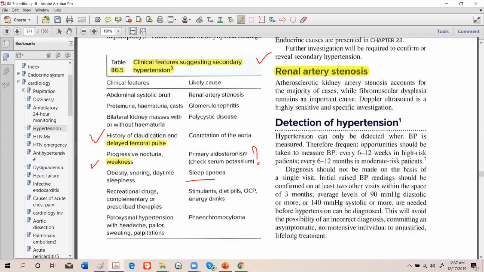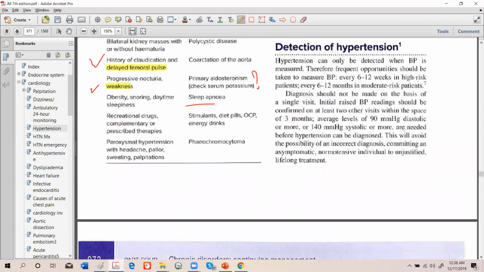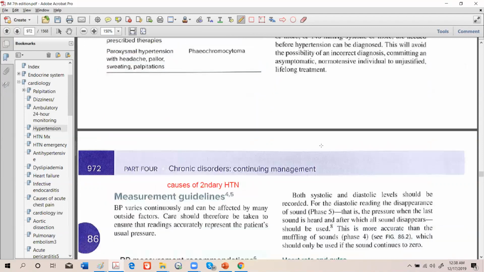Renal artery stenosis, again, we will teach you in the kidney section, so don't worry about it now. It is a high yield topic, but hypertension is mainly a renal topic. So moving forward, secondary causes of hypertension.